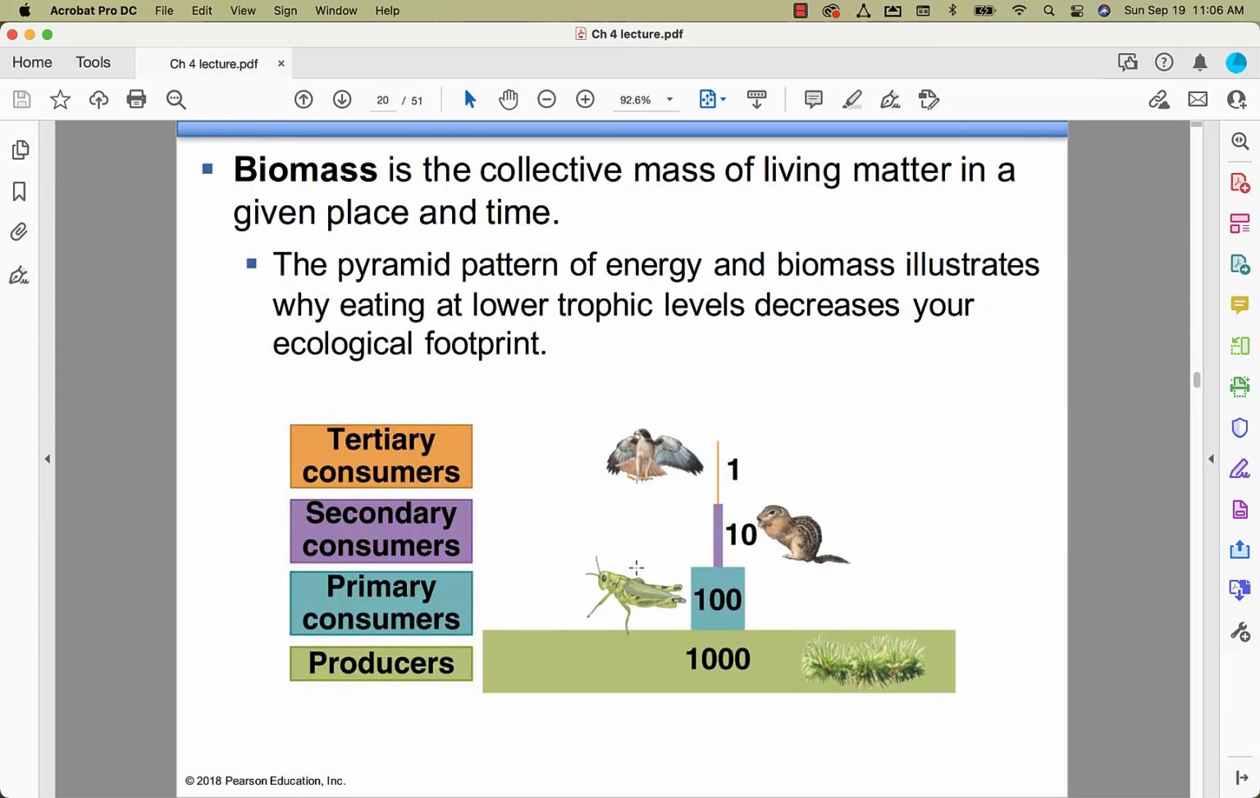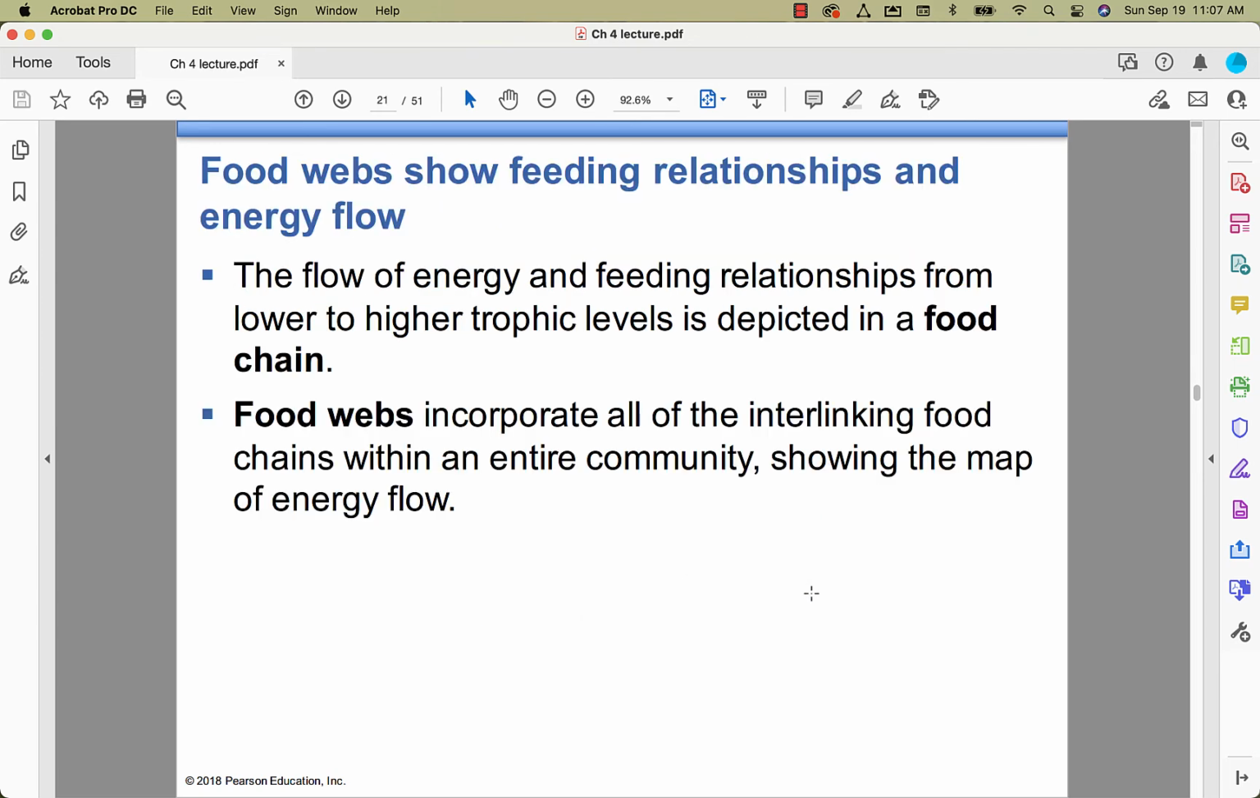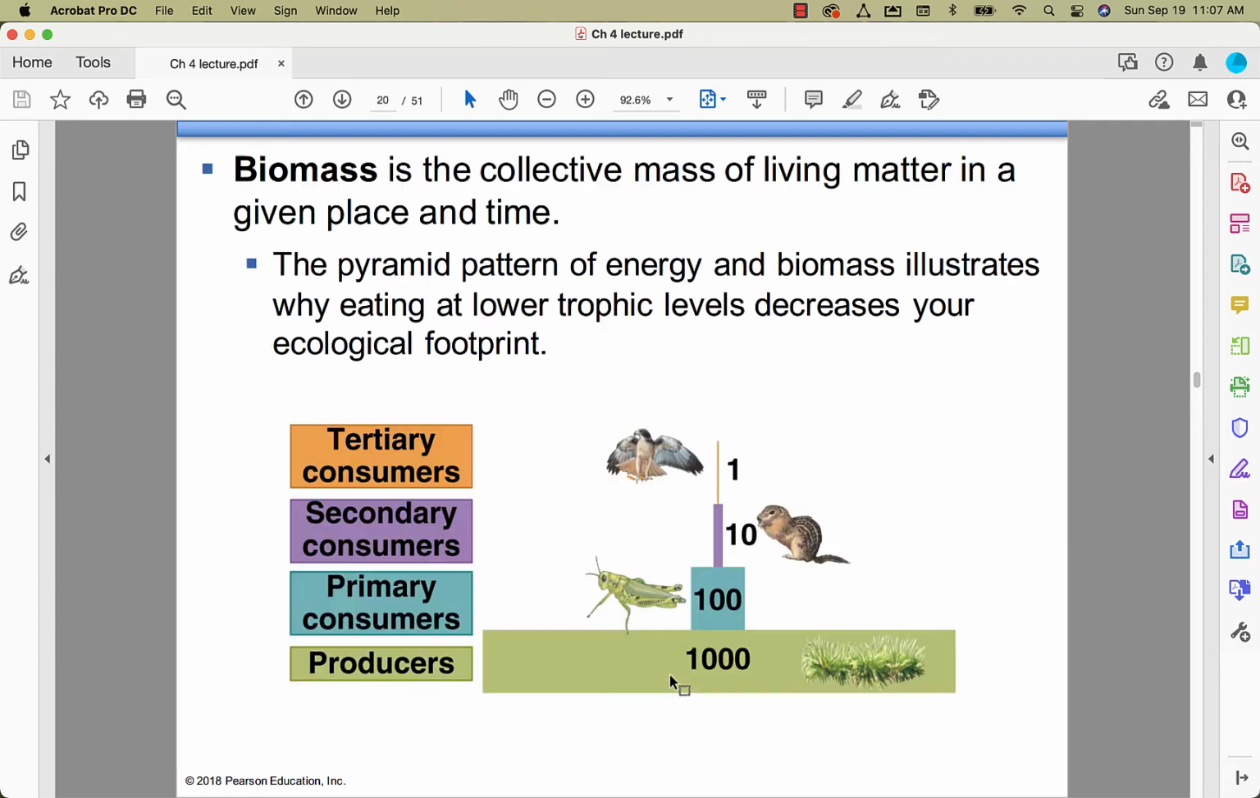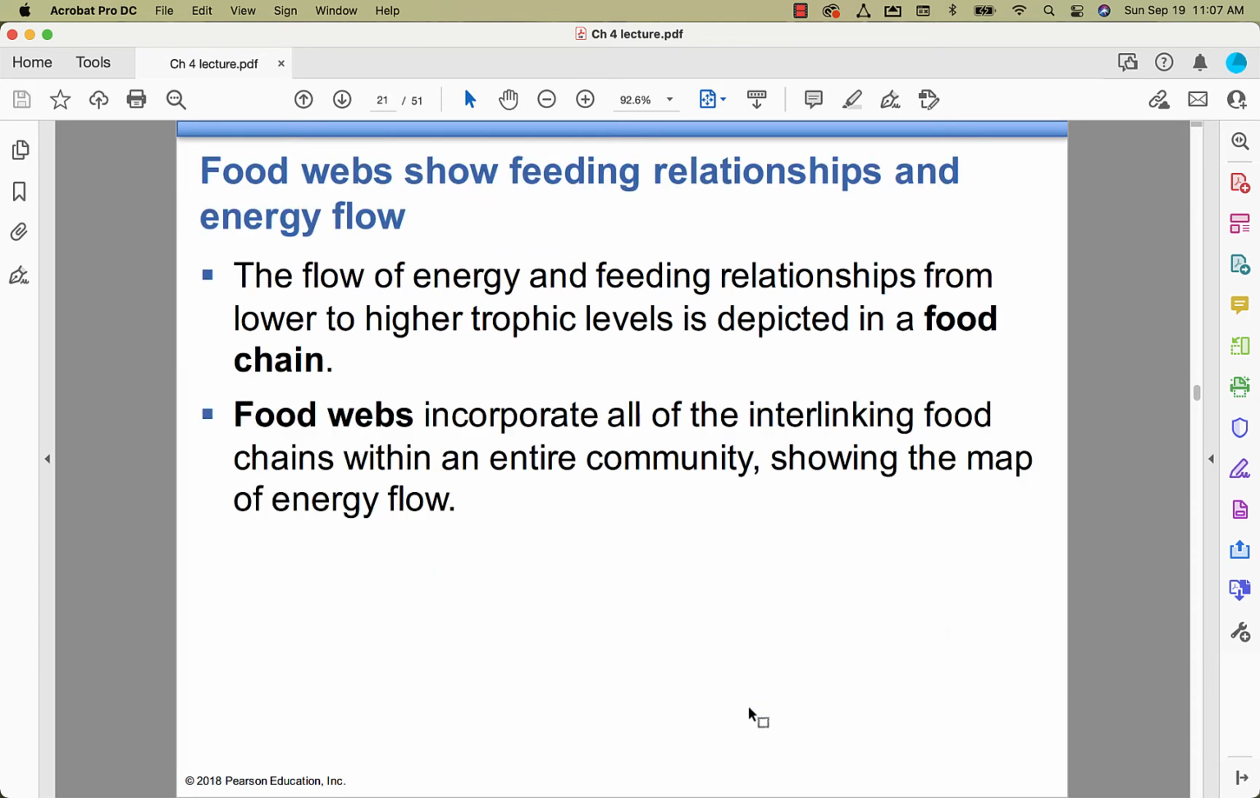If you look at this, what we've created here in this pyramid is a food chain. It's one individual set of feeding relationships in a community. But we know that chances are this chipmunk or this population of chipmunks eats more than just grasshoppers. So in order to really provide a clear picture of feeding relationships in a community, we use a food web. If you take a whole bunch of food chains and you overlap them, you get a food web.